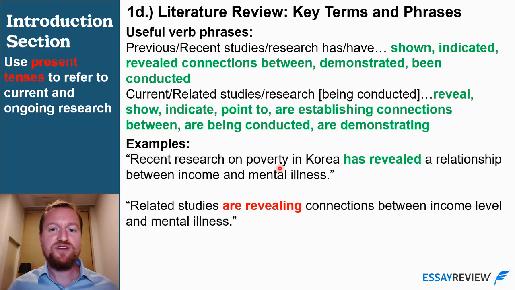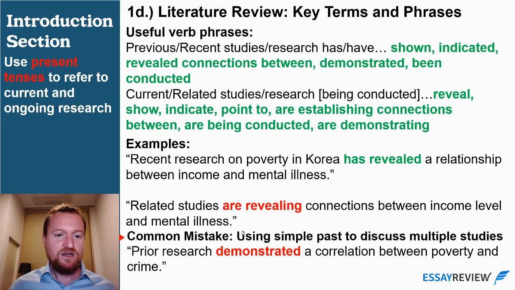Recent research on poverty in Korea has revealed a relationship between income and mental illness. Related studies are revealing connections between income level and mental illness. Oh, we also, by the way, here we could... This shows that this is ongoing, right? It's the progressive tense. Are revealing. We could also use reveal, but this shows a little bit more action in progress.